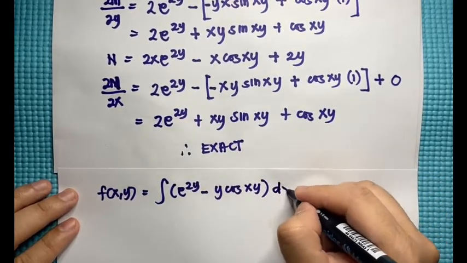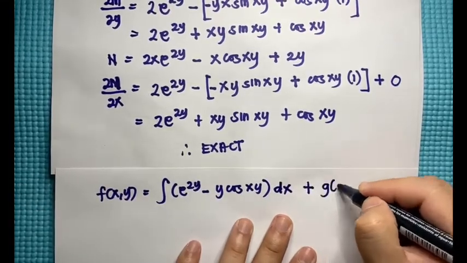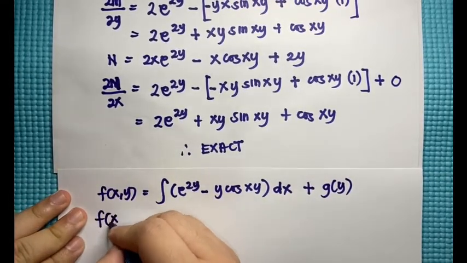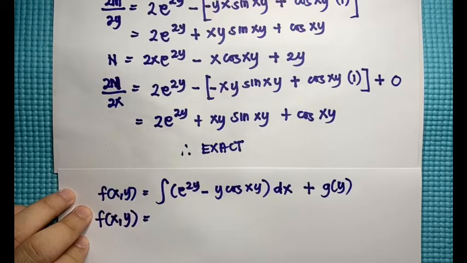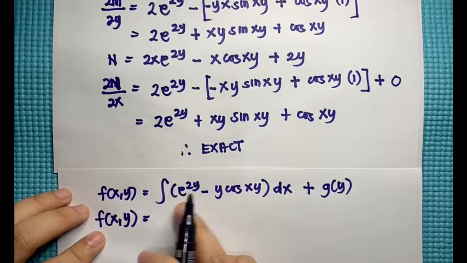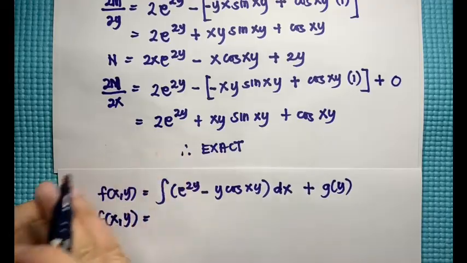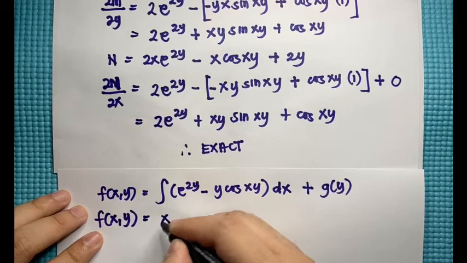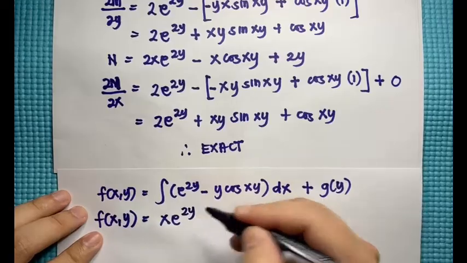with dx, and then I'm going to add g of y, and then we're going to find what's the value of f of xy. By integrating our given with respect to x, e raised to 2y would be considered constant, so we can move that out. The integral of dx would be x, giving us x e raised to 2y.